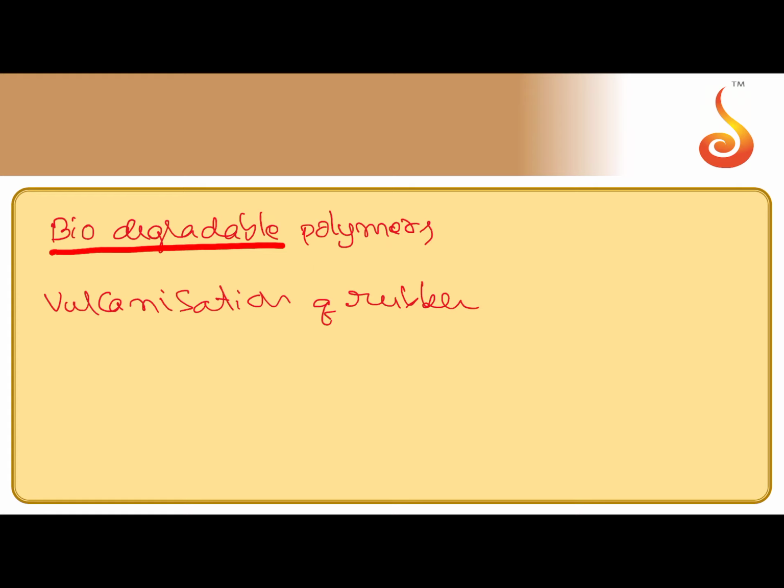After that, biodegradable polymers. All natural polymers undergo degradation in the presence of bioorganisms. They are called biodegradable polymers. Synthetic ones also, like PHBV and nylon 2,6, are synthetic but biodegradable. Next, in order to change the properties of natural rubber, it is subjected to vulcanization. When natural rubber is heated with sulfur, we get vulcanized rubber. The process is called vulcanization of rubber.